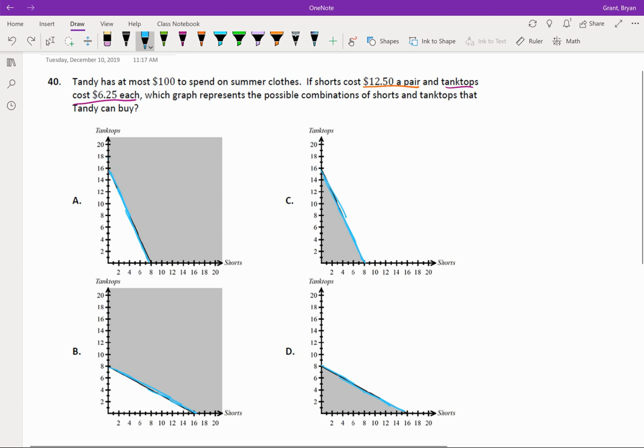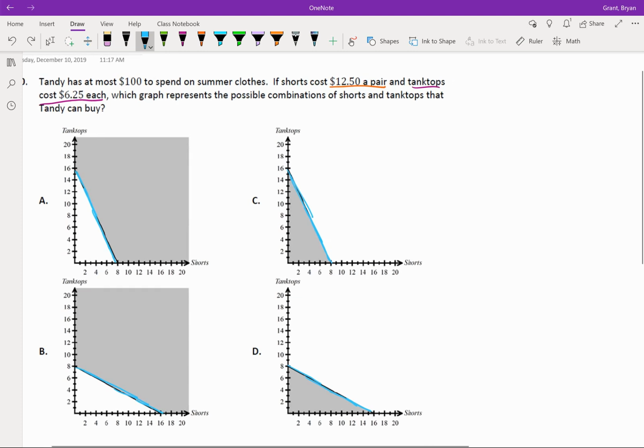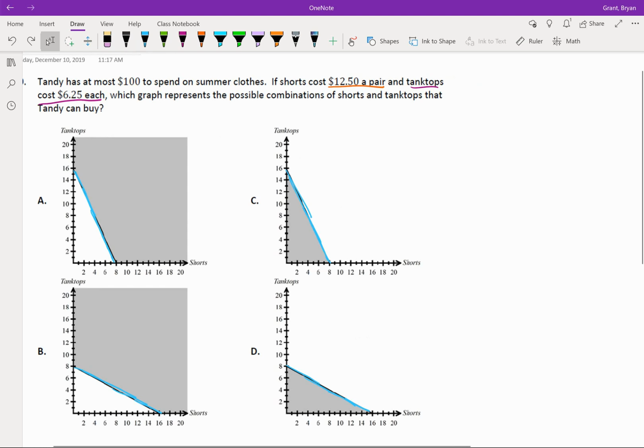Now the question becomes, first, which boundary line is correct, and second, which shading is correct. And I'll give you a couple different ways to look at that. We're going to go the algebraic, the equation approach first.